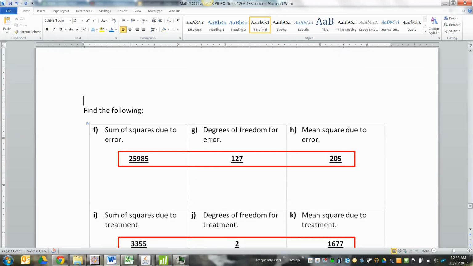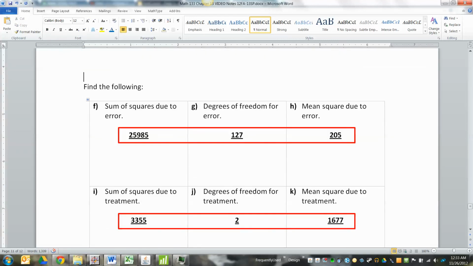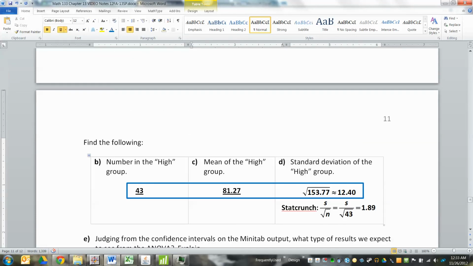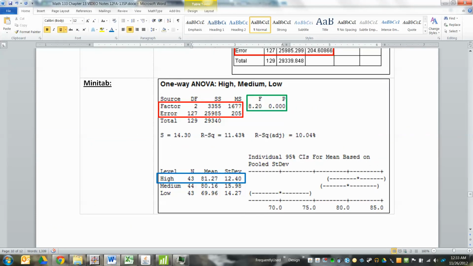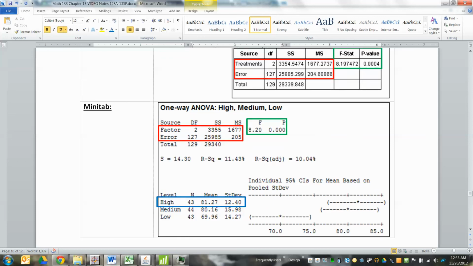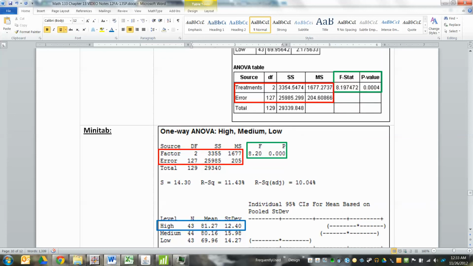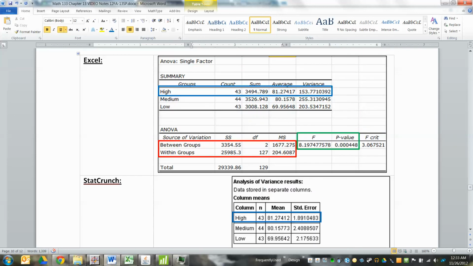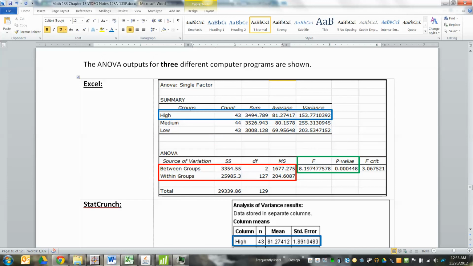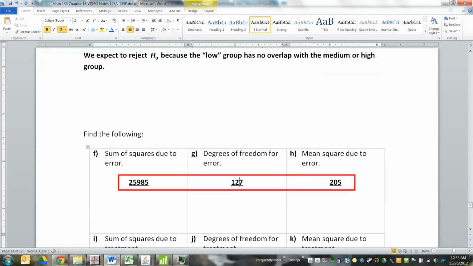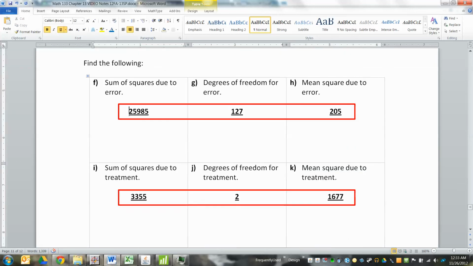All right, find the following. Sum of squares due to error, degrees of freedom for error, and mean squared due to error. The error stuff, they kindly just label it error: 127, 25985, and 205. Same here with error for StatCrunch, easy to read. Excel calls it within groups. So there it is with Excel, 25985, 127, 204.6. So that's what I wrote right there. I rounded, but you know, it's all good.